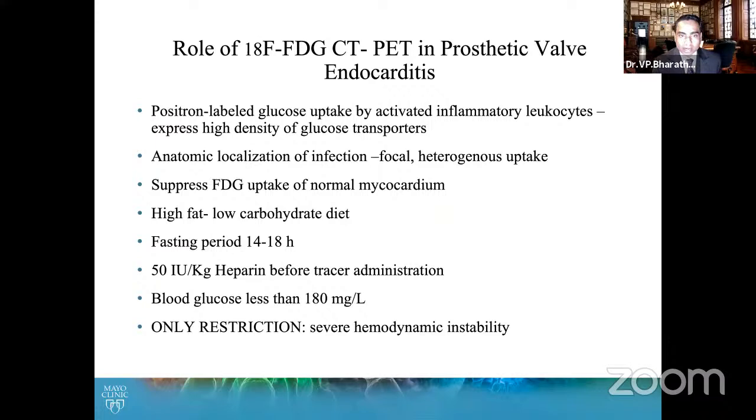It is important that patients undergo a good protocol before the test. They have to be on a high-fat, low-carbohydrate diet, with a fasting period of 14 to 18 hours. Depending on center protocol, they get heparin before the tracer administration. And the glucose has to be less than 180 milligrams per deciliter.